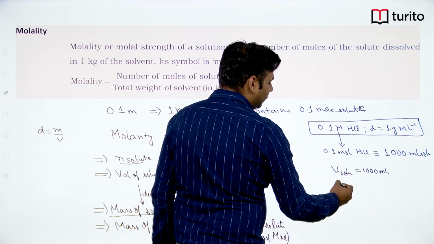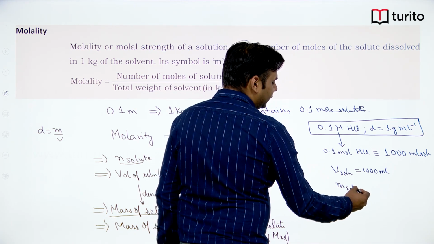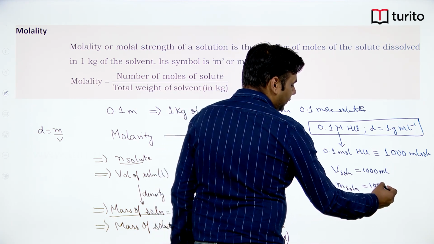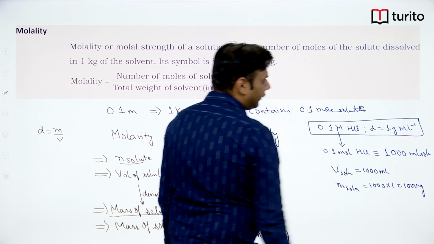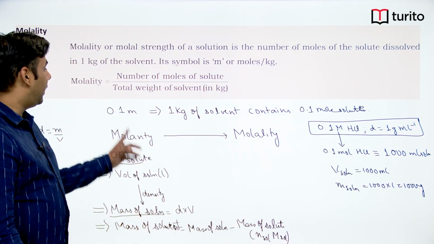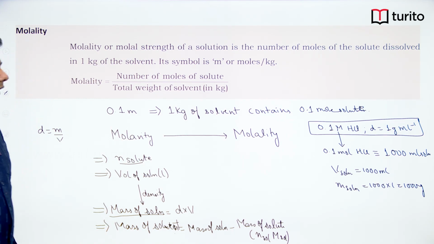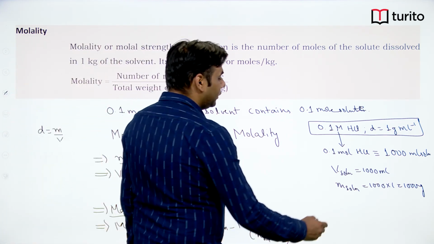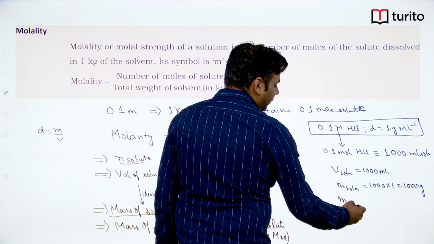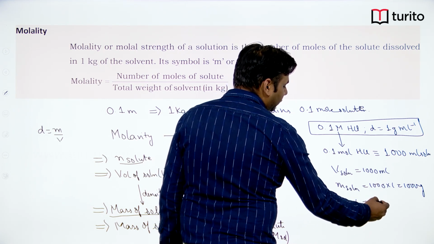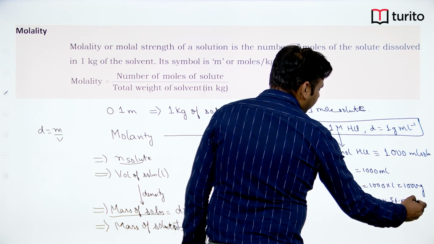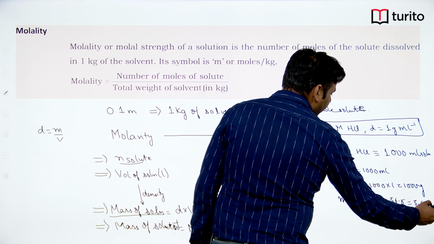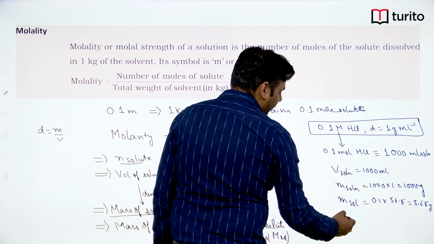Okay, density we know. So mass of solution would be density into volume, which is 1000 into 1. So that would be 1000 gram. Okay, so to find out the mass of solvent in kg, we need to get the mass of solute. So mass of solute would be number of moles of solute into its molar mass. So molar mass of HCl is 36.5. So it is 3.65.